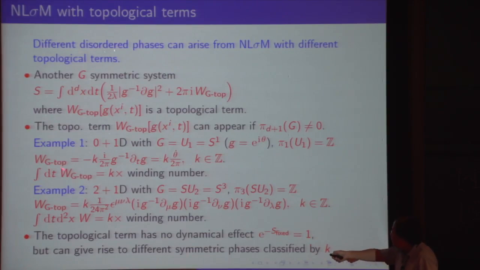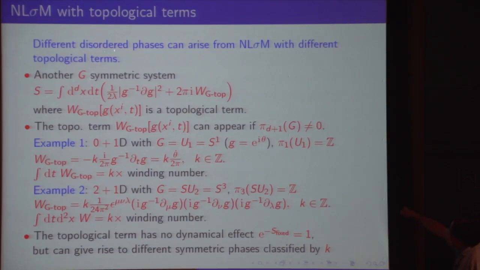And you will see that in 0+1 dimension, this integration is always k times an integer, which is a winding number. Say in 2+1 dimension, we can choose G to be the SU(2) group, which happens to be S^3, the 3-sphere, and then π_3 of SU(2) is also Z. Then we have something more complicated, a combination that gives us this W. This W has a similar property: its integration over space-time is always k times a winding number, which is also an integer.